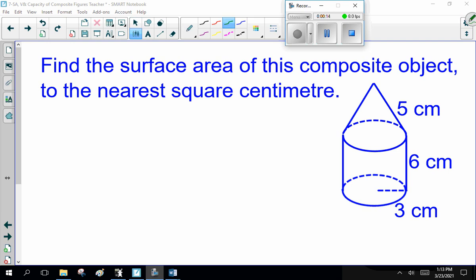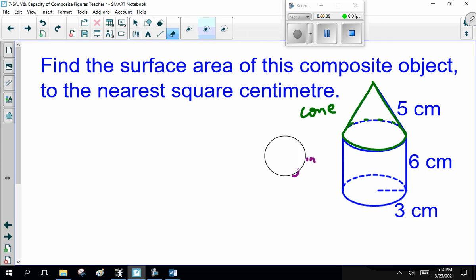Now, find the surface area of this composite object to the nearest square centimeter. A couple of things here. One, note the shapes. We have a cone on top, and we have a cylinder down below.